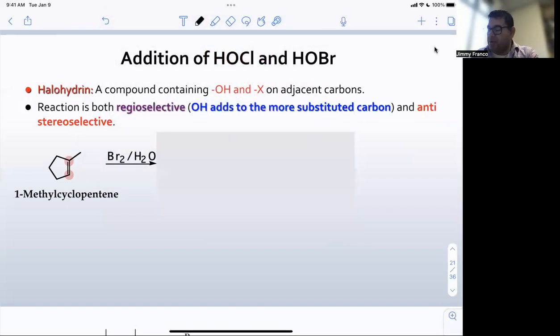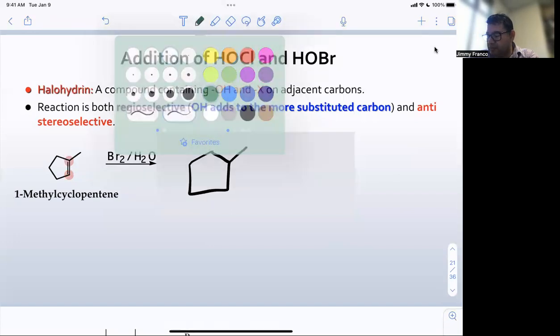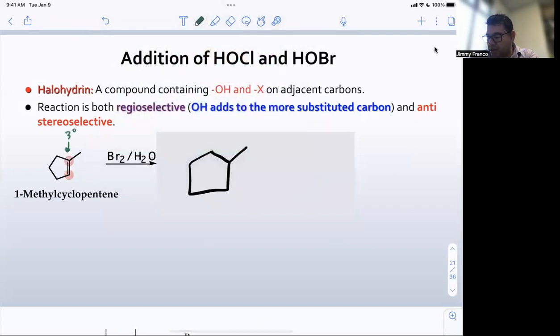All right, so hopefully this went well. Let's draw our cyclopentane. Remember, we always lose the double bond. Now the question is, which of these two is the more substituted carbon? This one's attached to 1, 2, 3. This carbon on the bottom is only attached to 1, 2 things. So the one on the top is a tertiary. The one on the bottom is a secondary.